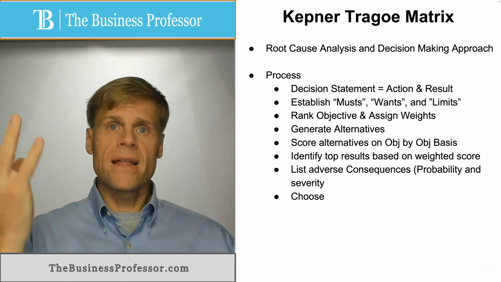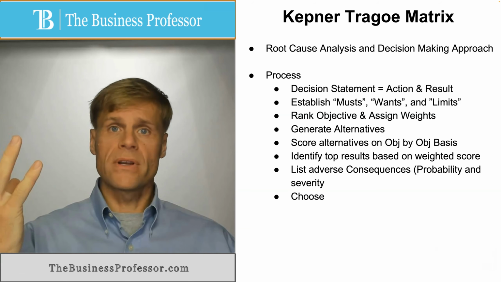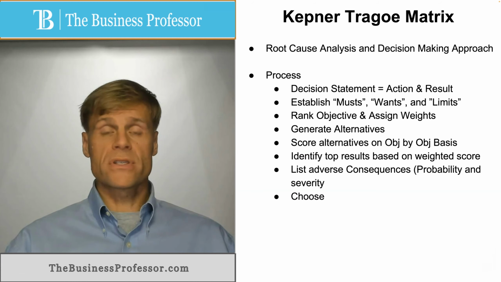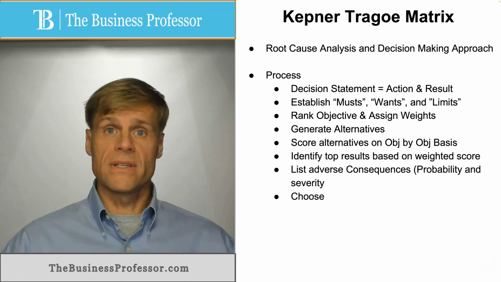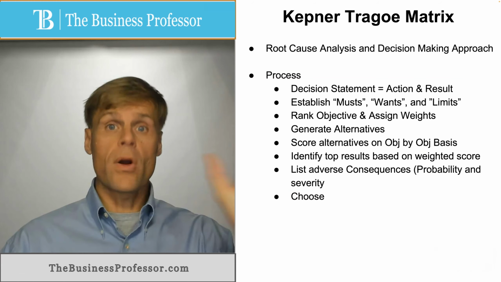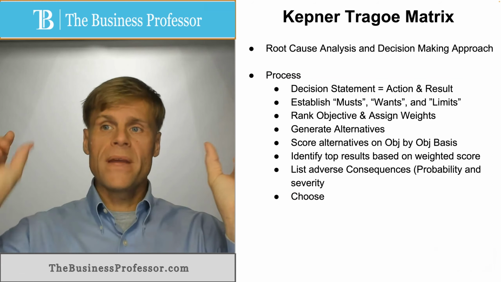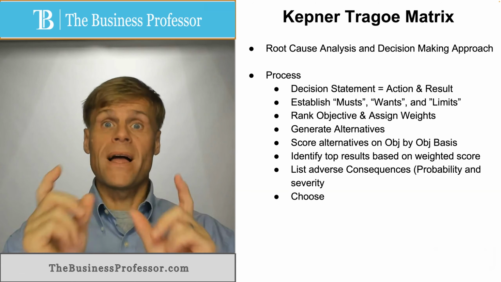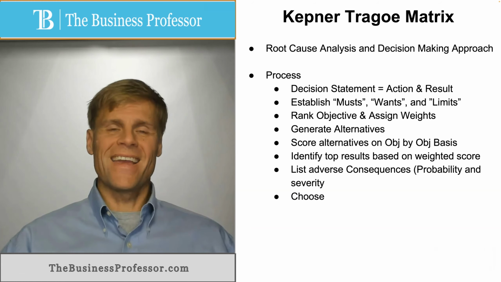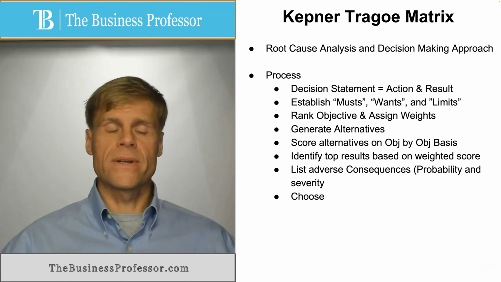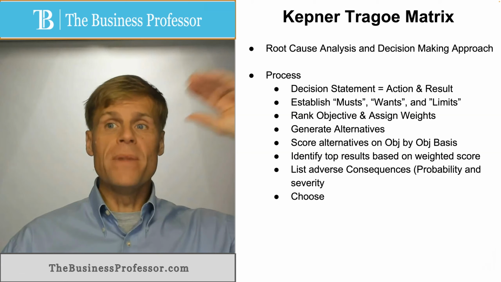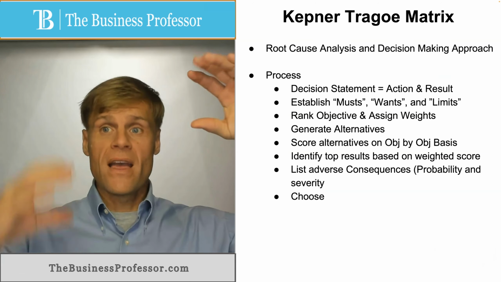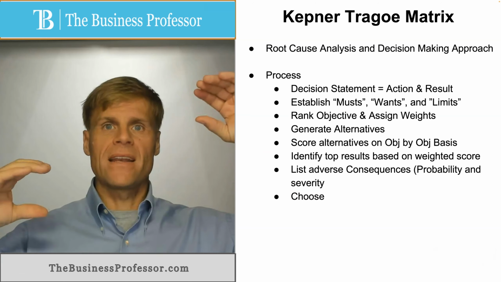So once you've identified the top potential alternatives for your decision, then you'll list any potential adverse consequences associated with the decision. And what you're going to do is identify the probability of the negative outcome and the severity of the negative outcome. And you'll come up with some formula for multiplying these together to come up with a score for consequences. And then you're going to have to identify the benefits or the weighted score associated with the objectives against the probability of a negative consequence.